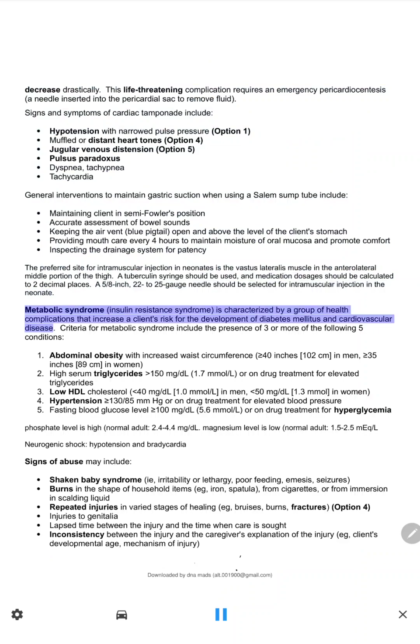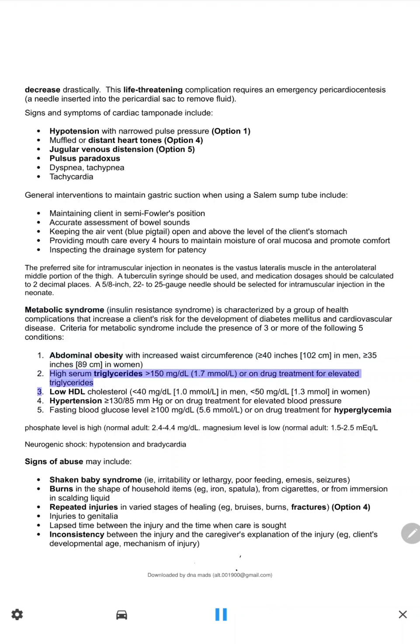Metabolic syndrome, insulin resistance syndrome, is characterized by a group of health complications that increase a client's risk for the development of diabetes mellitus and cardiovascular disease. Criteria for metabolic syndrome include the presence of 3 or more of the following 5 conditions. 1. Abdominal obesity with increased waist circumference, greater than or equal to 40 inches in men, greater than or equal to 35 inches in women.